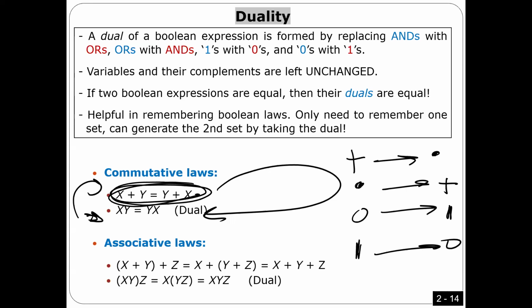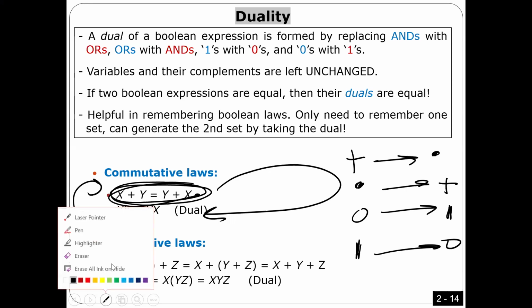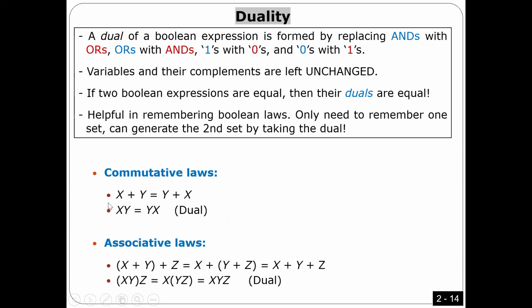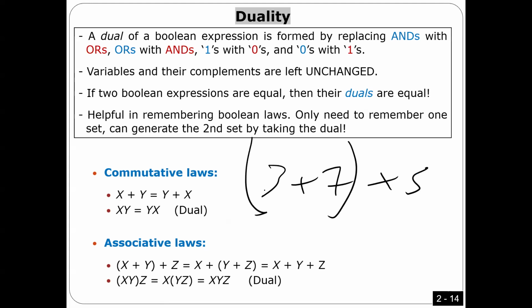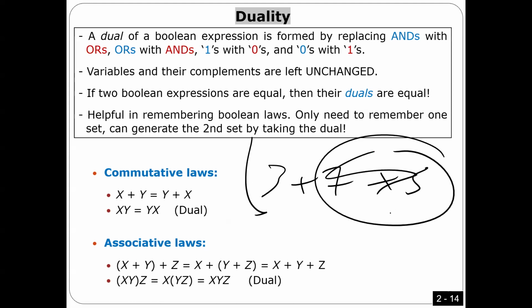We have another one here, associative. Associative is, as you see here, if I have x OR y OR z, I can calculate these two first, and then I get the result and combine it with this one. Or you can calculate this one first, and then OR with this one. It's the same thing as normal algebra. If I want to add 3 plus 7 plus 5, I can take these two first, calculate it, and then add 5. Or I can take these two first, then add to 3.